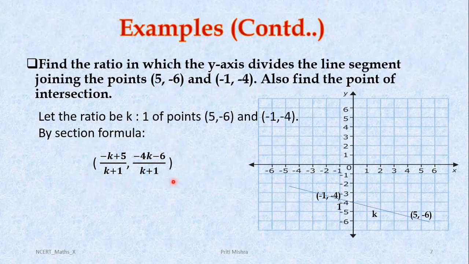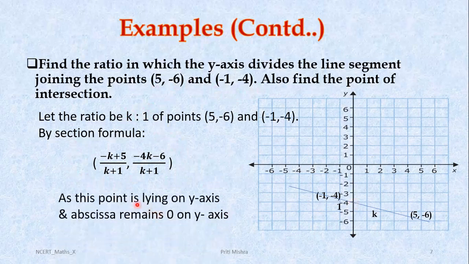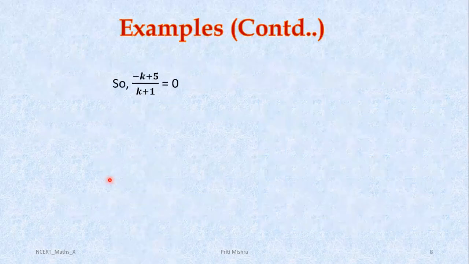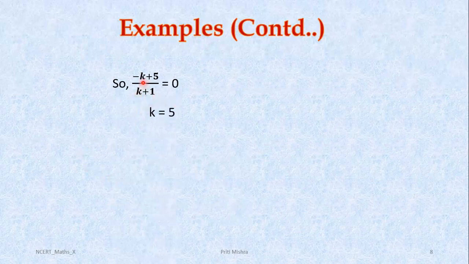Now in the question they are saying that this point is lying on the y-axis. It means on the y-axis the abscissa always remains 0. Means the x coordinate will always be 0 here on the y-axis. Clear? So we can put this term equal to 0 here. Means (-k + 5)/(k + 1) will be equal to 0. So k will be equal to 5. So this is the value of k. Now we have the ratio. So the ratio is 5 is to 1, right?